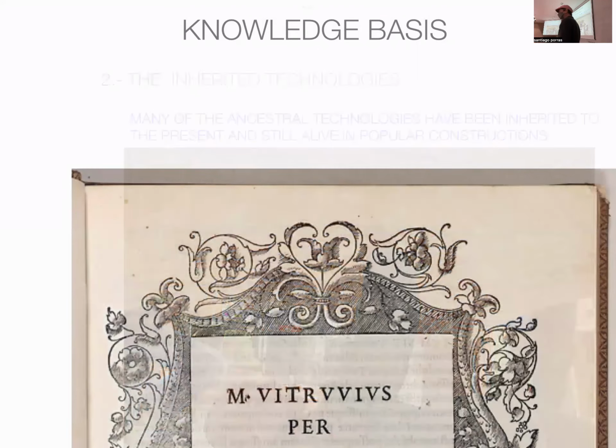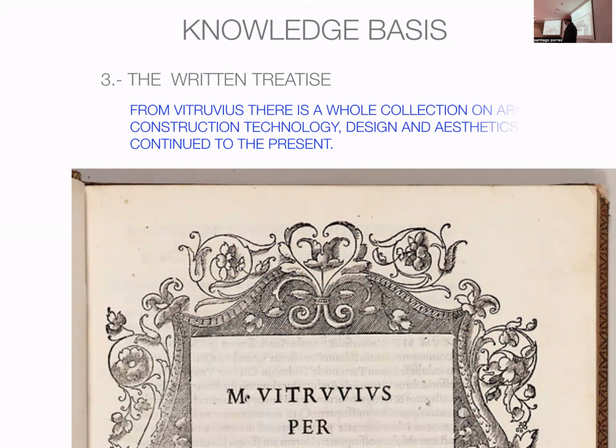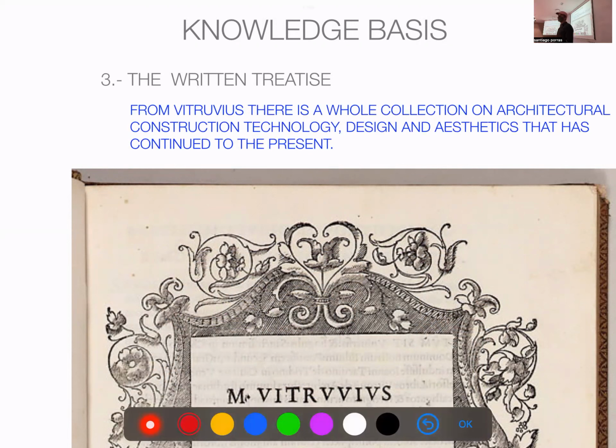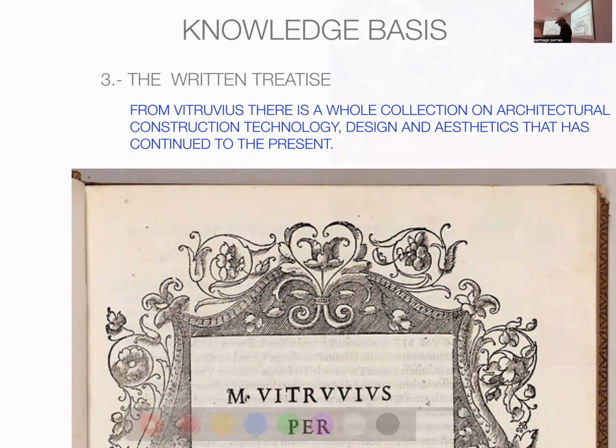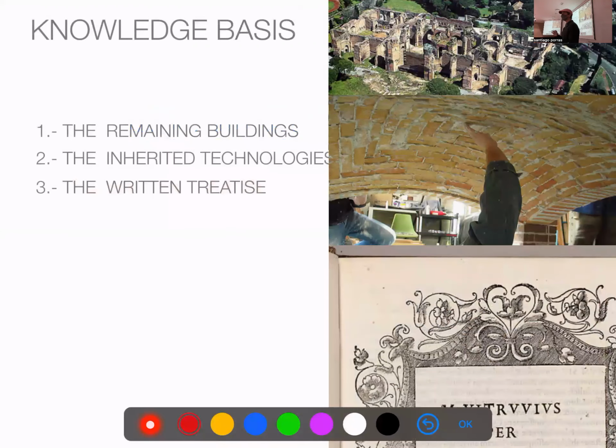And of course, then we have the books. Fortunately, we have quite a wealth of treatises. Most of all, Vitruvius, as we said before. So you look at over 2,000 years of written information, which is really helpful. So like 3 sources, all 3 very rich and quite wide.